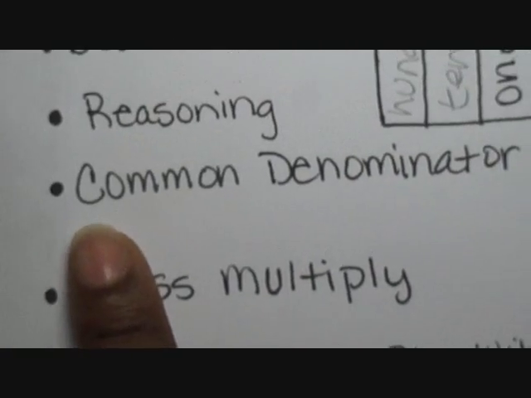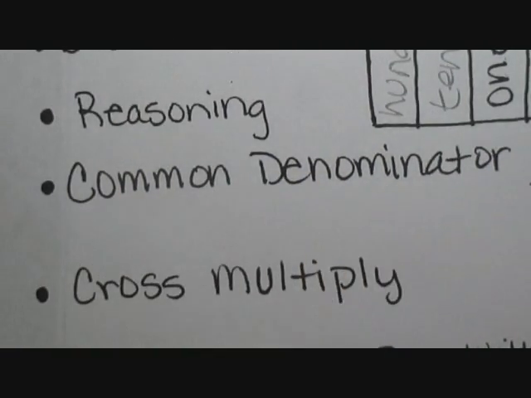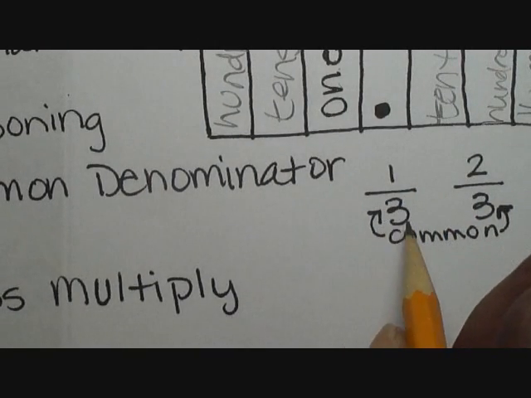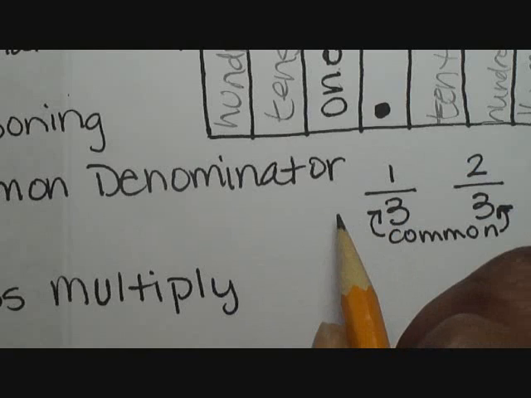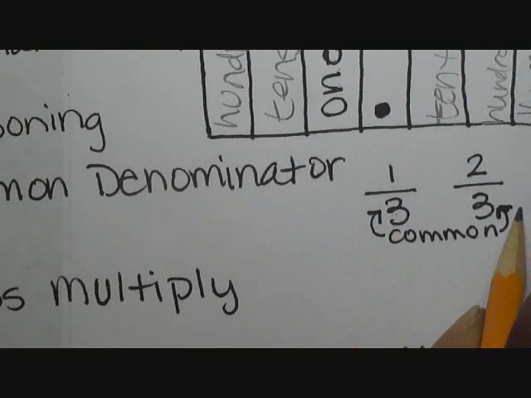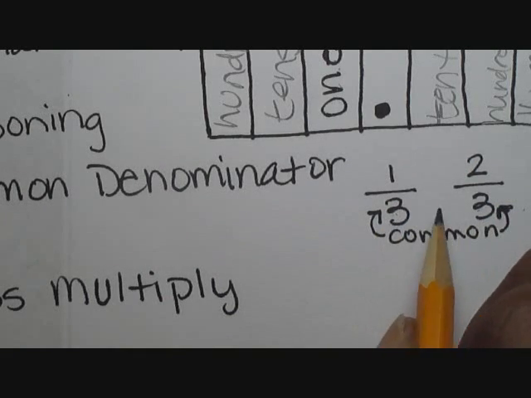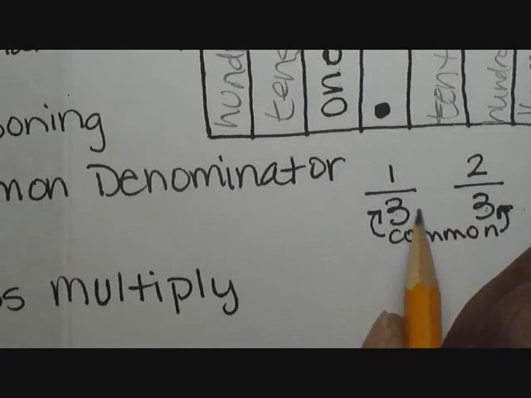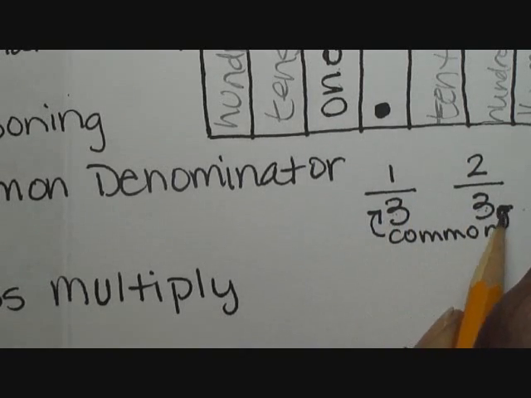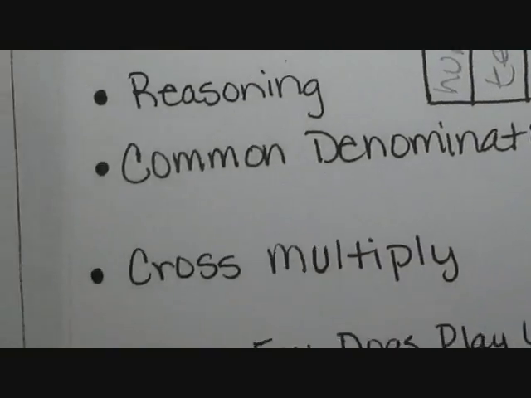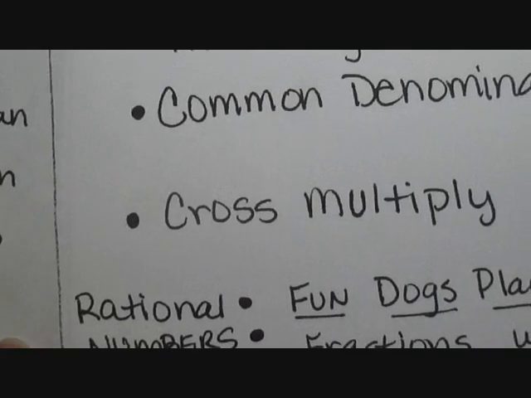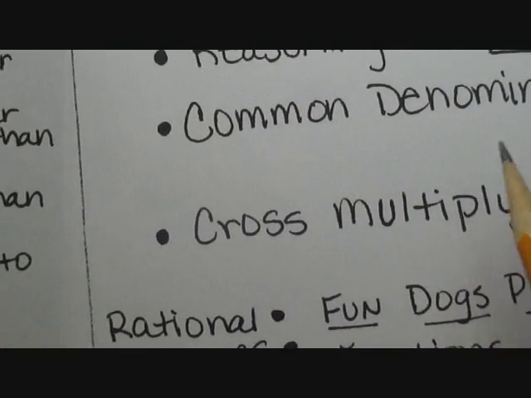The next one is finding the common denominator. Common denominator means if we have a fraction that the denominators, which is the bottom portion, or the divisor, is common with the fraction we're comparing it to. So these are common. 3 and 3 are common. Okay, the next way is to cross multiply, and we'll look at that. That's also going to be used for fractions.